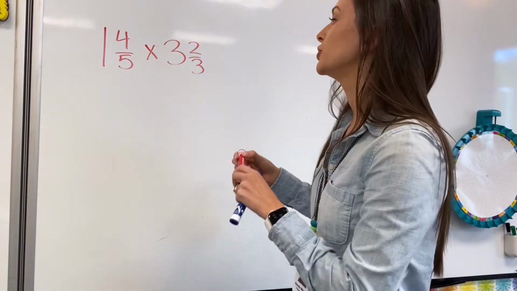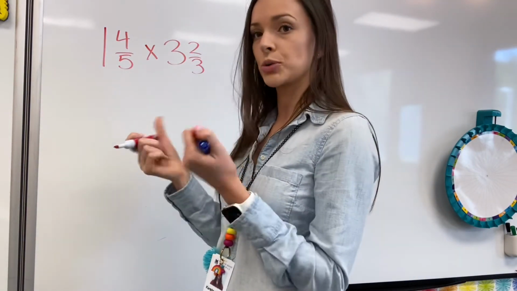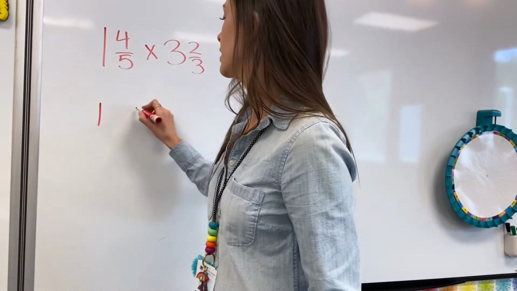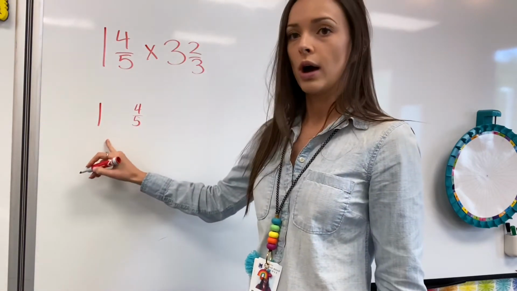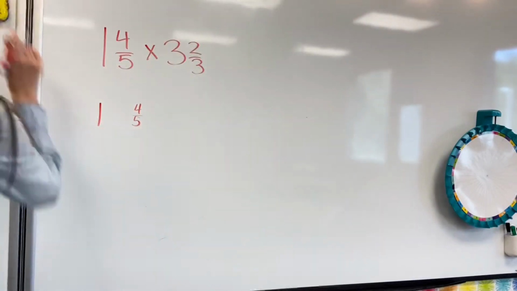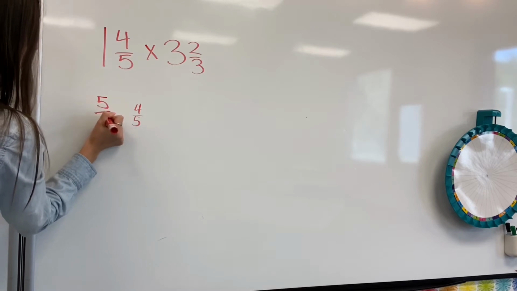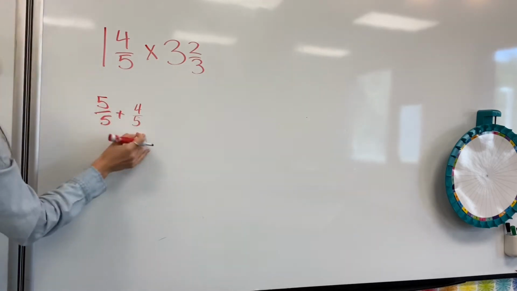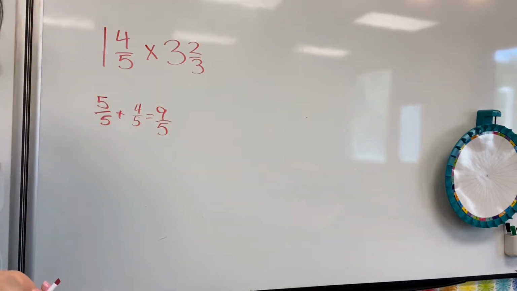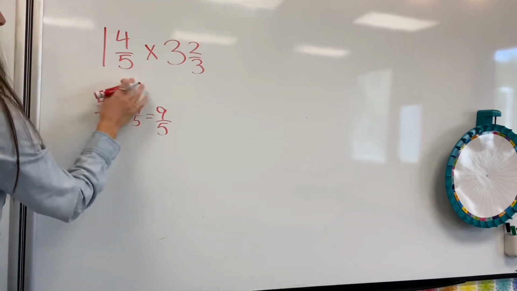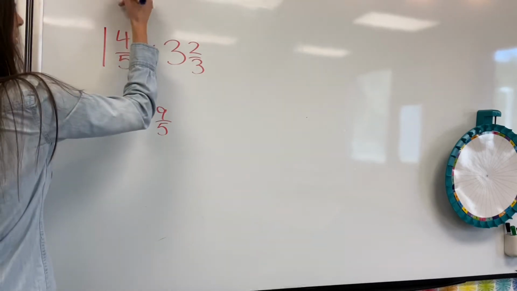Okay, so you know that 1 and 4/5 can be decomposed or split up into 1 and 4/5. We can show that 1 as 5/5. When we add these two pieces back together, we get 9/5. So 1 and 4/5 is the same thing as 9/5 fifths.